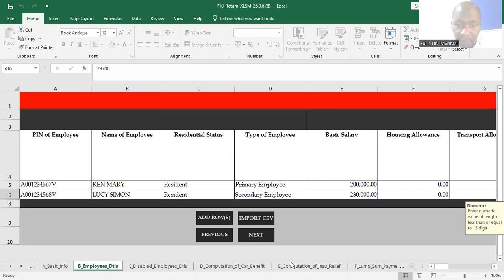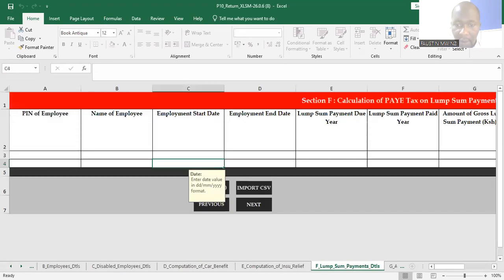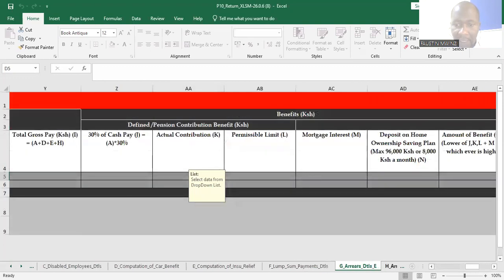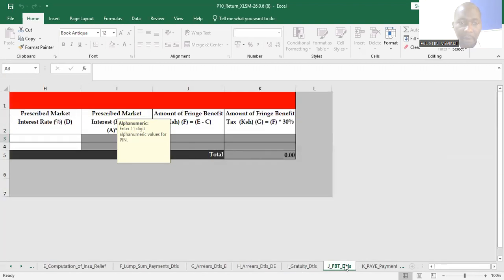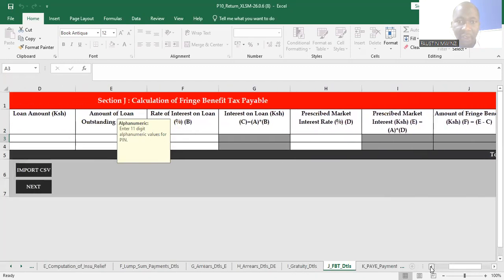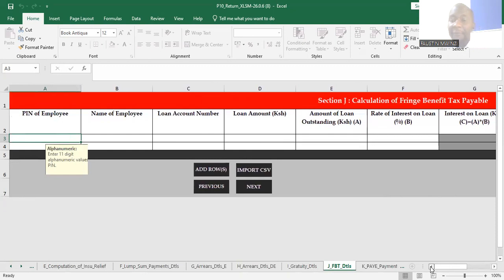Now, there are so many sheets that you will come across, and for the time being, I do not want to talk about them. I only want to talk about this one that is known as FBT. I did not invent details for this FBT. FBT means fringe benefit tax. Fringe benefit tax is for loans that have been given by the employer at an interest rate that is lower than the prescribed rate of interest.